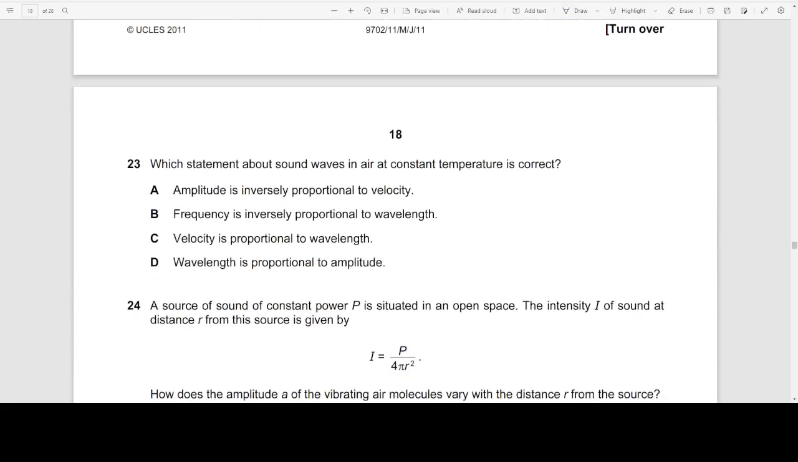Which statement about sound waves in air at constant temperature is correct? Amplitude is inversely proportional to velocity. Amplitude is just the maximum distance from the mean position, so I don't see how it's inversely proportional to velocity, so probably not option A. Frequency is inversely proportional to wavelength. We have the equation V equals F lambda, so V upon F equals lambda, so correct. Frequency is inversely proportional to lambda. B is correct, so it's not required to see the other options.